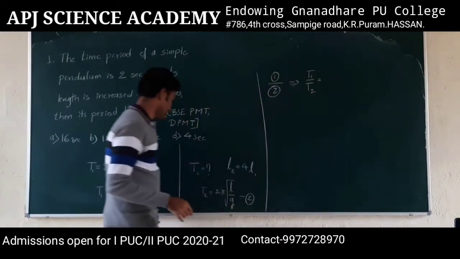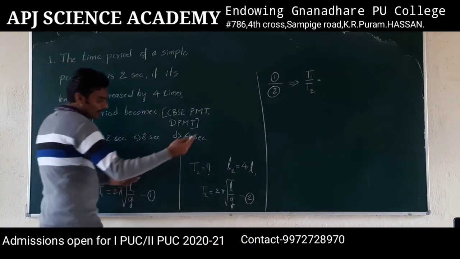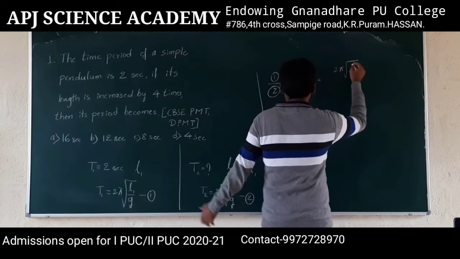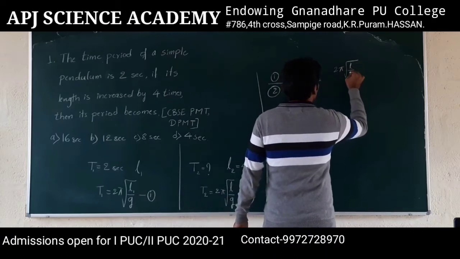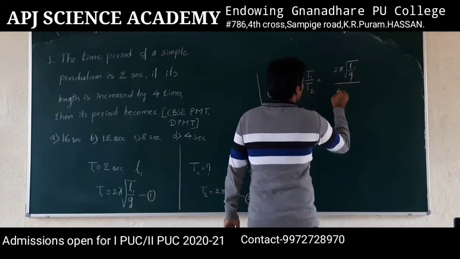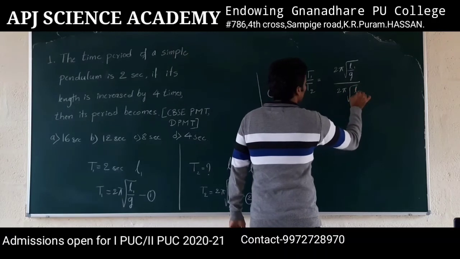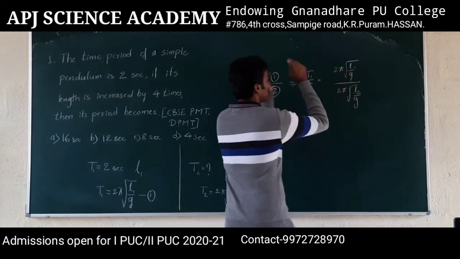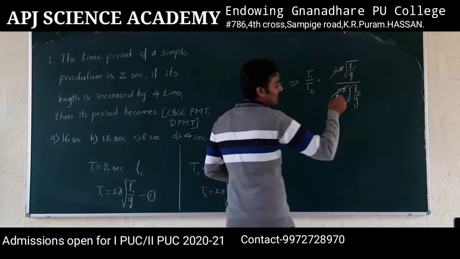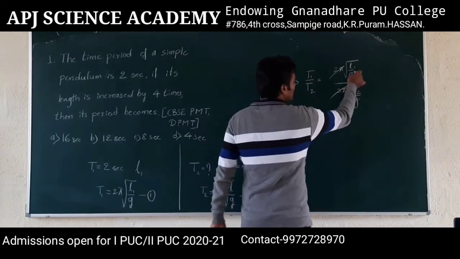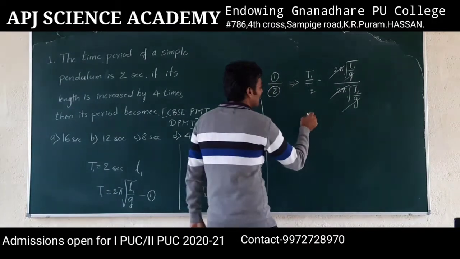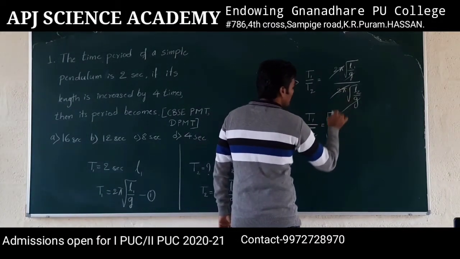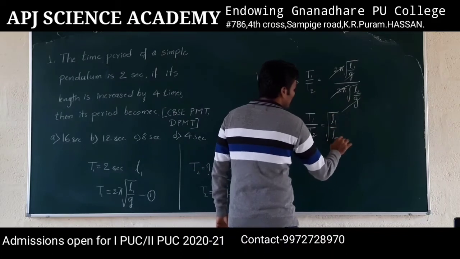And in the RHS, let me write it once quickly. If you get fluent with the math, you can do it directly without writing all these things. 2 pi into root of L1 by G, over 2 pi into root of L2 by G, because this is what T1 is equal to and this is what T2 is equal to. Now look, 2 pi, same factors, cancels. Root G, same factors, cancels. What you are left with is only T1 by T2 is equal to root of L1 by L2.